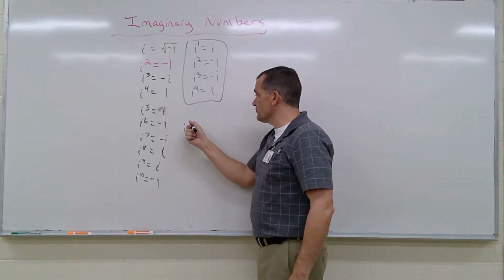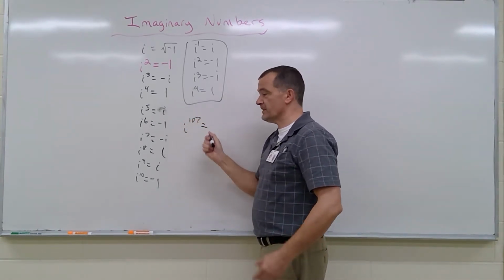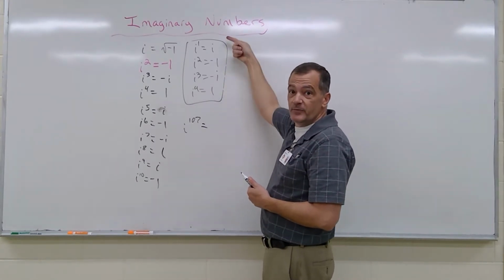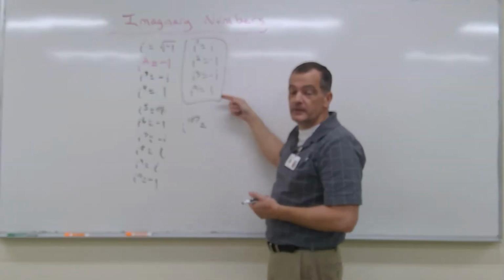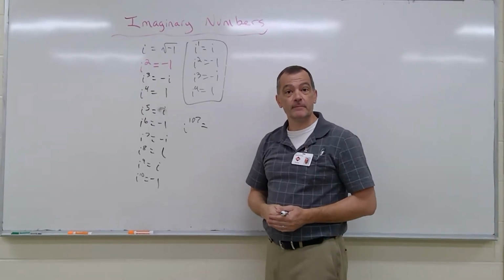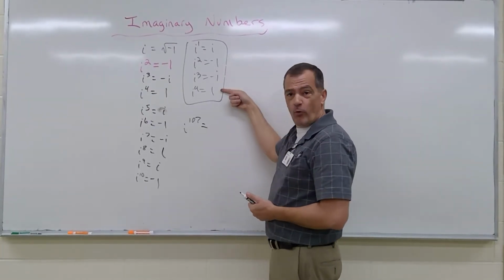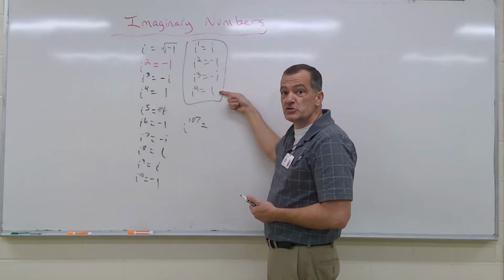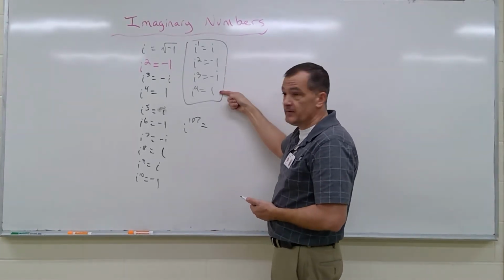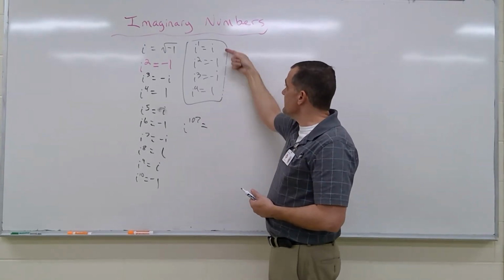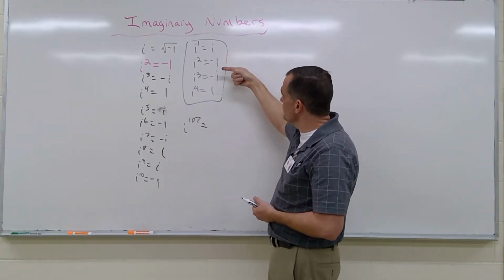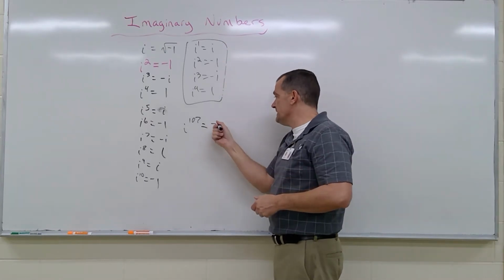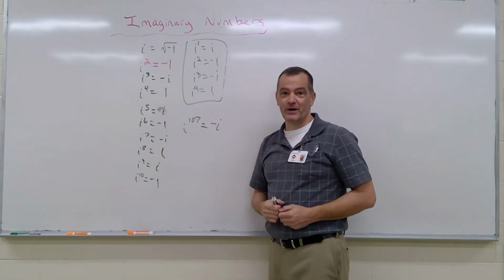So when we get a crazy problem like what is i to the 107th, you can do this. You can count all the way up to 107. Or you could say, well, if this is 4, this is 8, this is 12, this is 16, this is 20. If it's 20 here, it's 40, it's 60, it's 80, it's 100, 101, 102, 103, 104, 105, 106, 107. That would be -i. That's one way to do it.